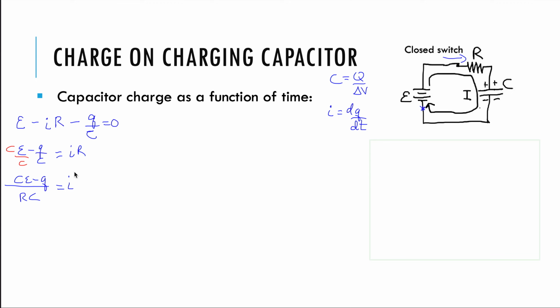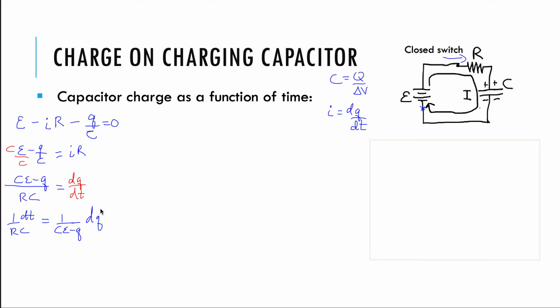And we know that i is dq over dt, so we can go ahead and make that substitution, dq over dt. And now we can get all the terms that have q on one side and the terms that have everything else on the other side. So on the left-hand side, we're going to get dt over RC. And then on the right-hand side here, we're going to get 1 over CE minus q, dq.